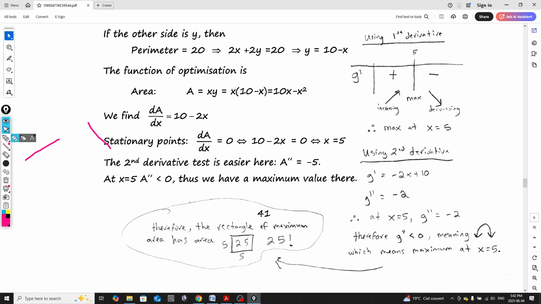Now, using the second derivative test, you could have also checked that x equals 5 was a maximum. The way you do that is by getting the second derivative. The derivative of negative 2x plus 10 is negative 2. It doesn't matter what x value you have, because g double prime is always going to be negative. When g double prime is negative, that means your parabola is facing down, which means that you've got a maximum at x equals 5. All right, so that was the first example.